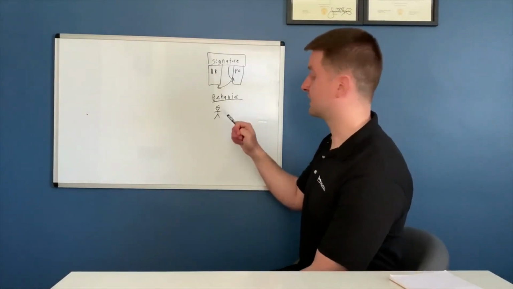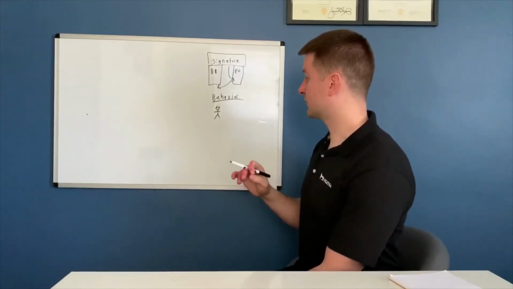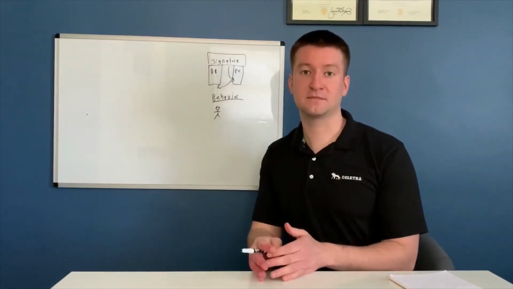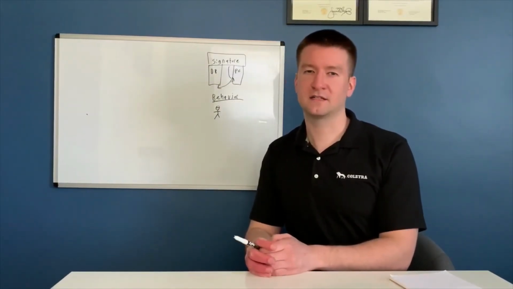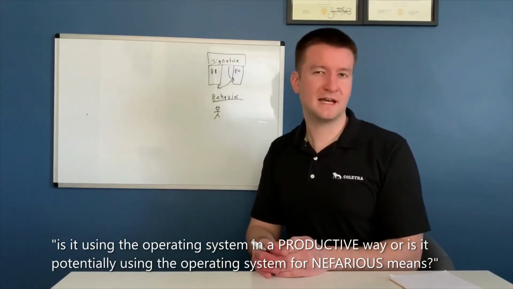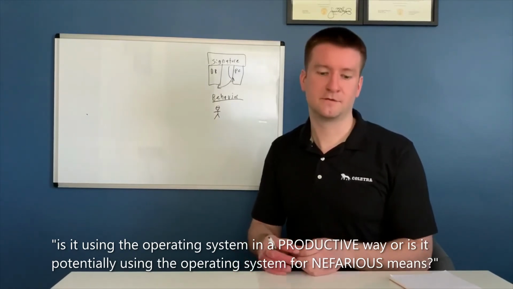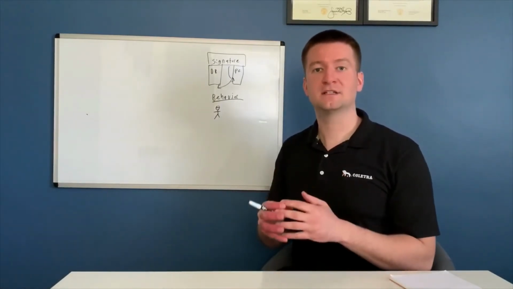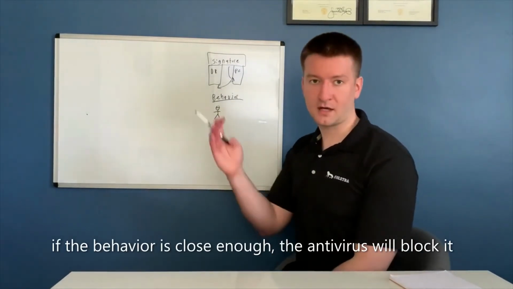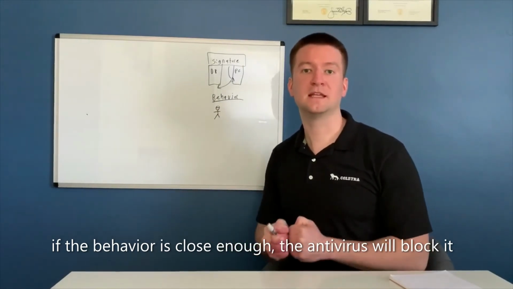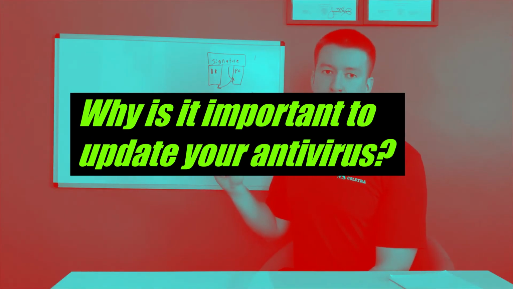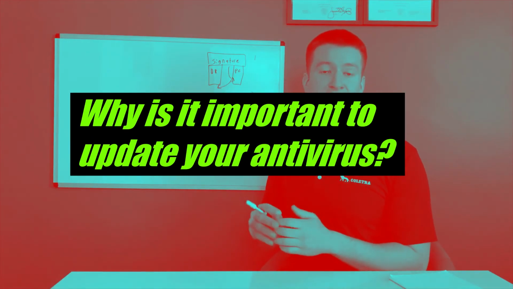So the antivirus program that does behavioral analysis, whenever you launch a program, says, okay, let's take a look at what this program is doing. Is it accessing file systems that it should be, or is it accessing file systems that it shouldn't? Is it using the operating system in a productive way, or is it potentially using the operating system for nefarious means? If it matches, and it uses something we call fuzzy logic, so if it's close enough, then the program is going to block it, quarantine it, and say, we believe this to be suspicious, this could be malware, and away we go.